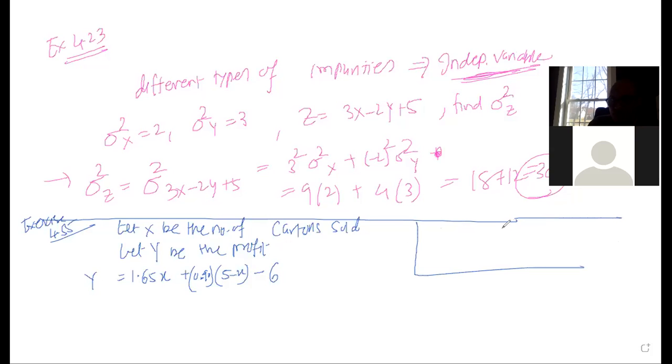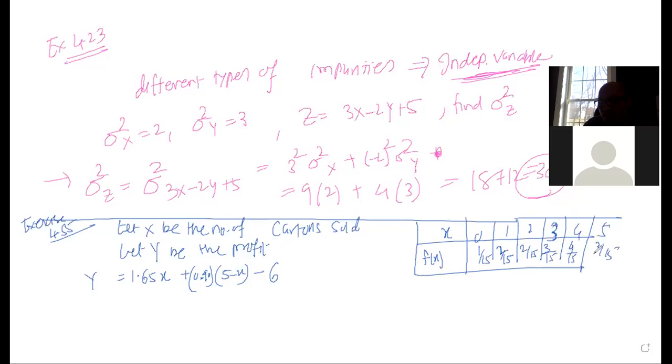Let me write this one for you just for your convenience. Here it is x and here it is f of x. x is 0, 1, 2, 3, 4, and 5. So here it is 1/15th, 2/15th, again 2/15th, then 3/15th, then 4/15th, and again 3/15th. So 1, 2, 2, 3, 4, 3. Okay, so this is my function, guys.